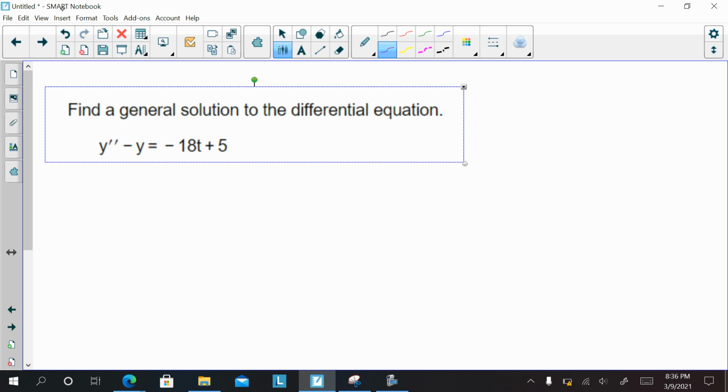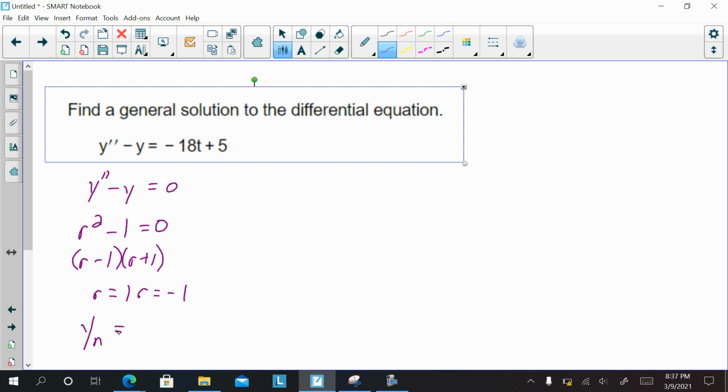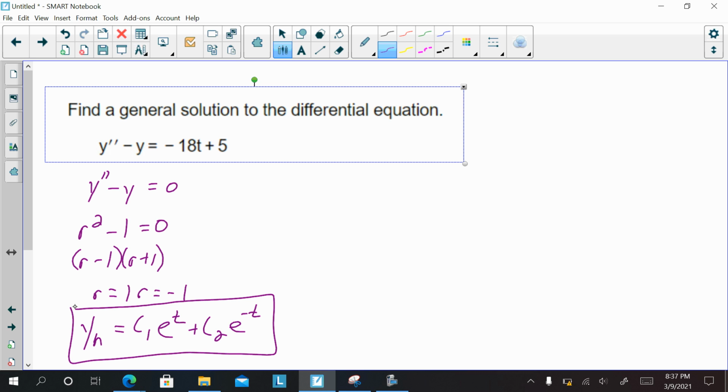All right, so this one wants us to find the general solution. So let's begin by finding the homogeneous solution. Our auxiliary or characteristic equation is r squared minus 1 equals 0, which factors to (r minus 1)(r plus 1), which means r is 1 and r is negative 1. So our homogeneous solution is c1 e to the t plus c2 e to the minus t. So that's our homogeneous solution.